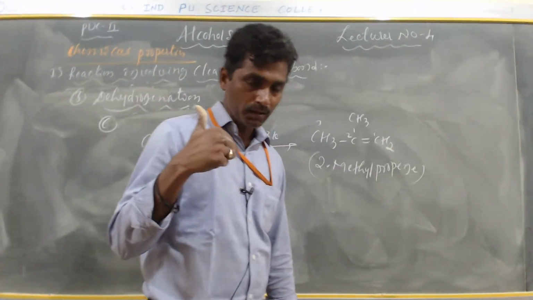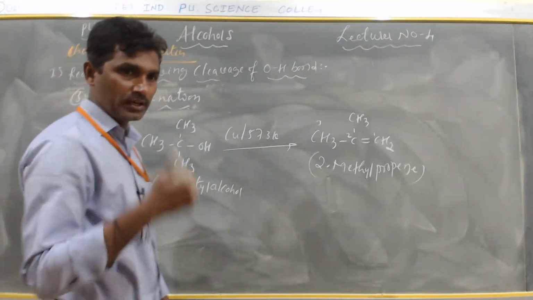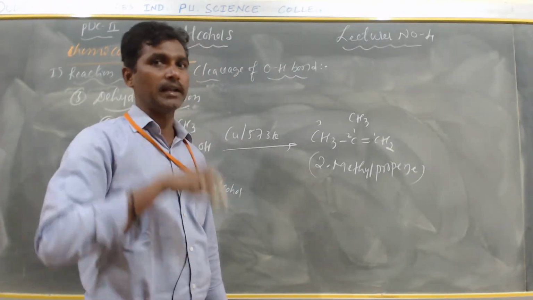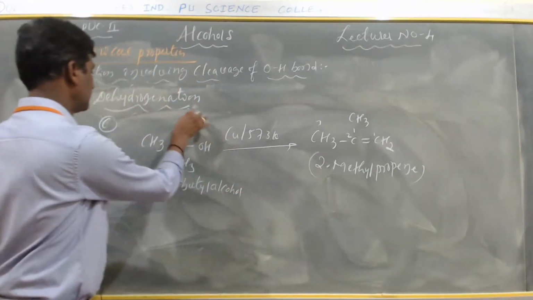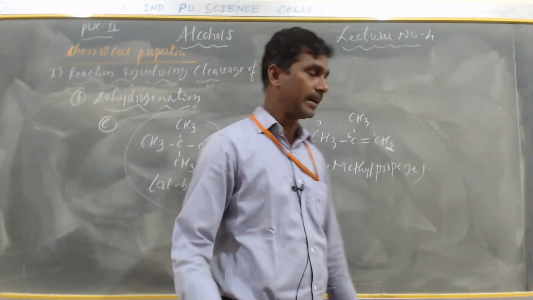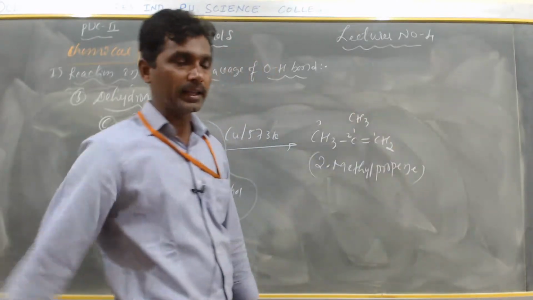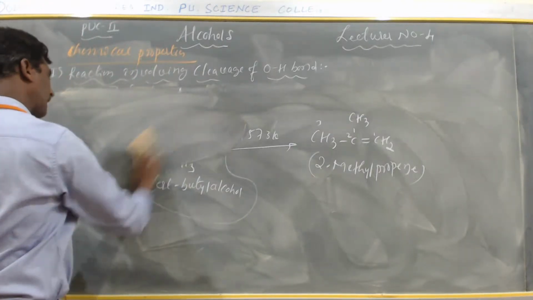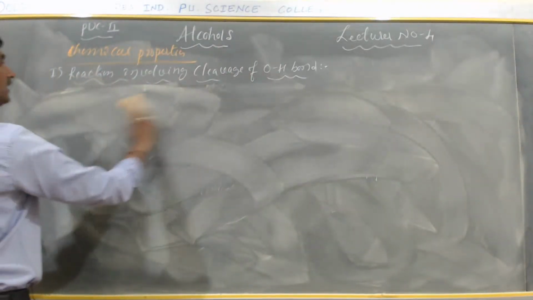First is reaction with metal. Second is esterification reaction. Third is dehydrogenation, removal of H2. Dehydrogenation of primary alcohol gives aldehyde. Dehydrogenation of secondary alcohol gives ketone. But tertiary butyl alcohol undergoes dehydration, which is removal of H2O instead of H2. So it gives alkene. The name of this alkene is 2-methyl propene.